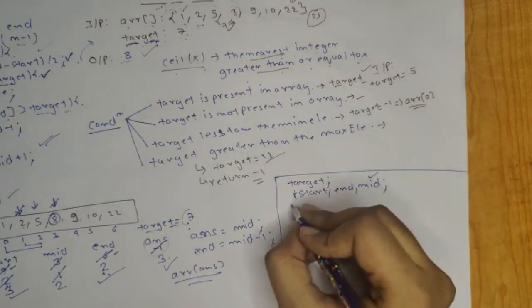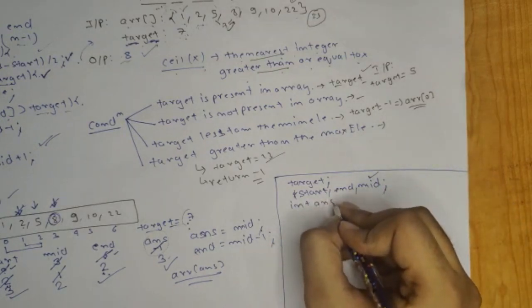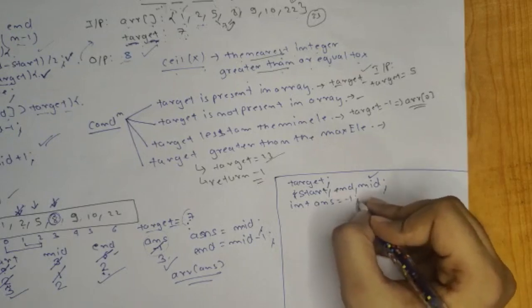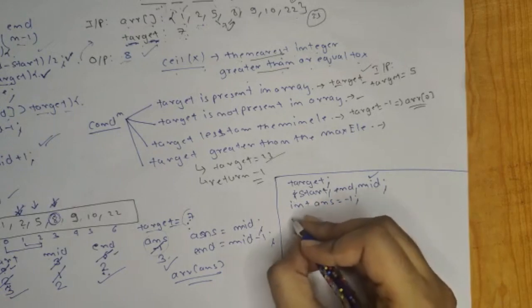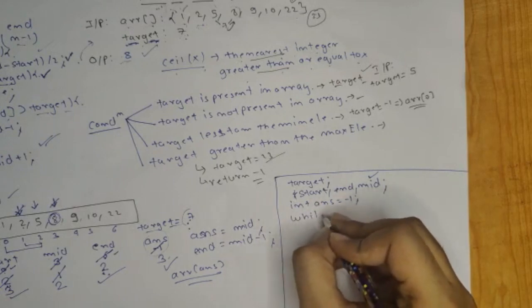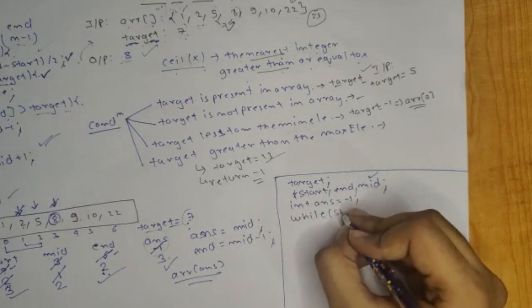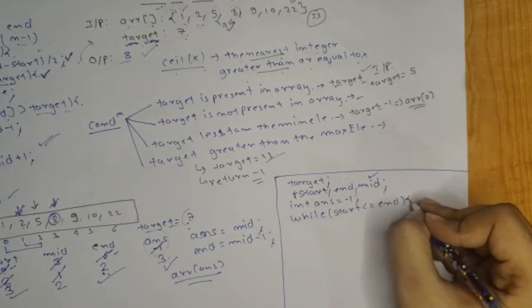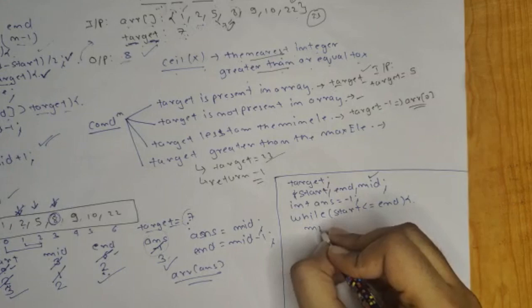Then we will declare a variable answer, which we will initialize with -1 initially, and we will run a loop while start is less than or equal to end. Then we will calculate mid.